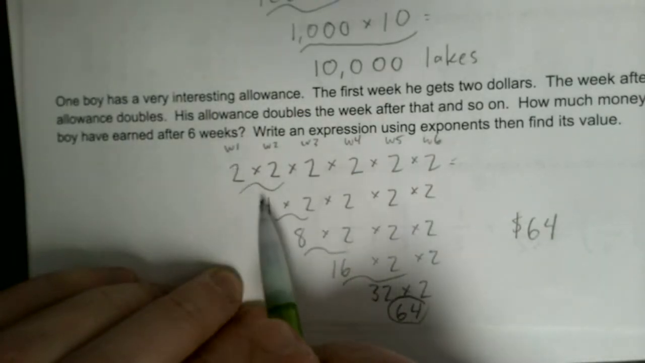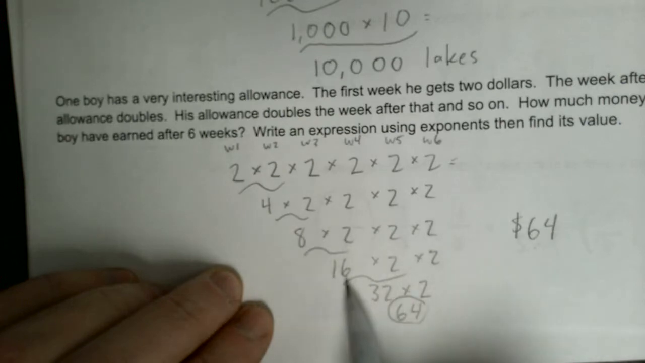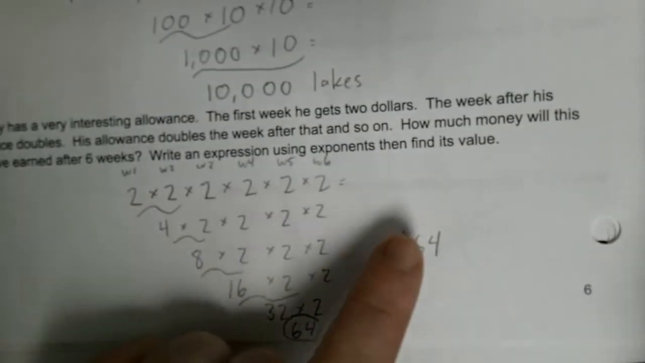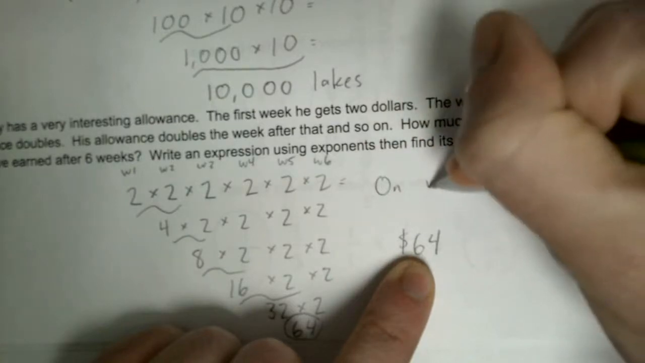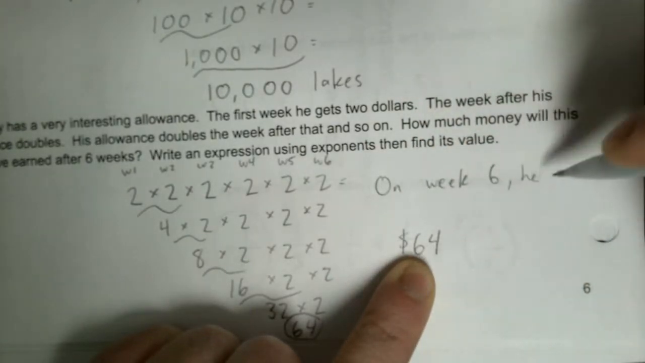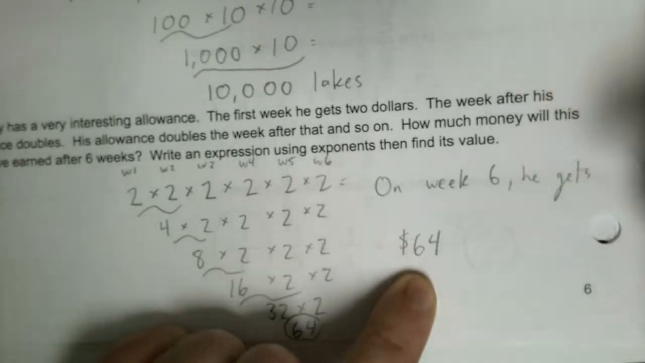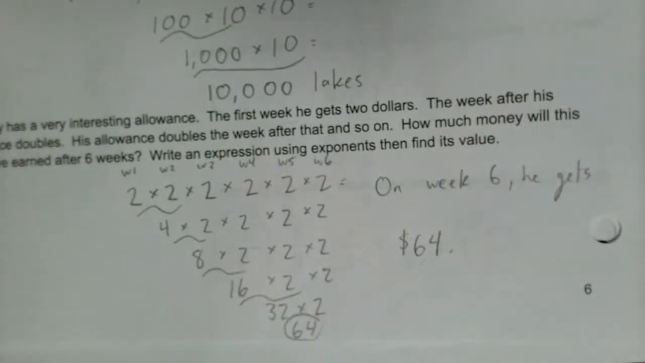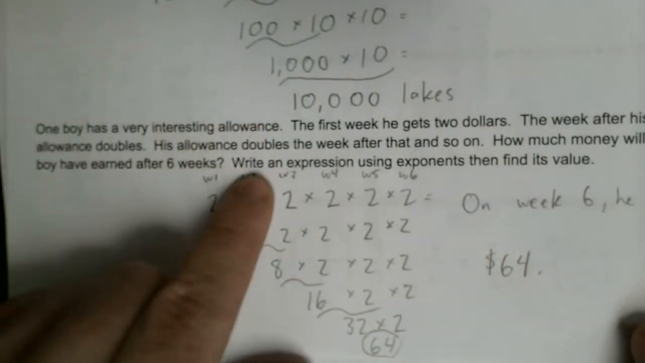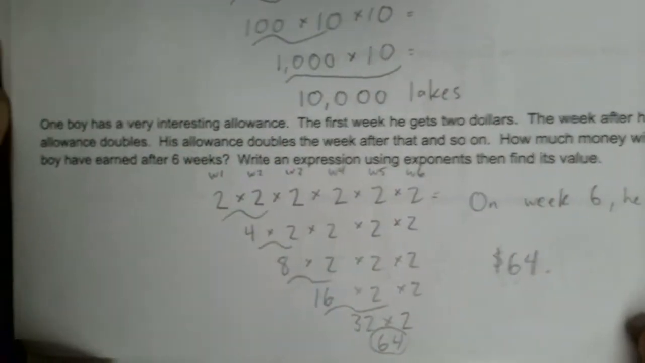At week 1, he'd get $2. Week 2, he'd get 4. Week 3, he'd get 8. Week 4, he'd get 16. Week 5, he'd get 32. So you actually have to add those up to get how much money. He would actually earn about over $100. But on week 6, he gets $64. Period. Okay? And it says, actually, we forgot, write an expression using exponents, then find it.